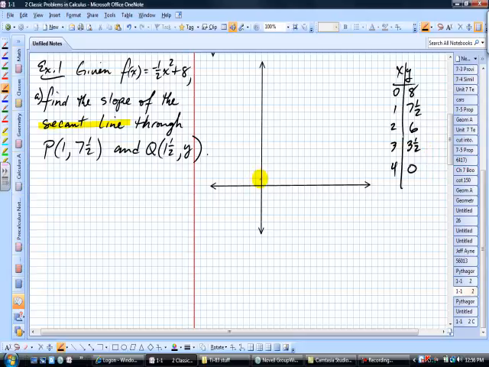So let's plot. Let's go up 8. This is 2, 4, 6, 8. That's 8. Let's plot a point. And that's 2, 4, 6, 8. So there's 4 here. And let's see here. (1, 7.5) is up here. And (2, 6) here. And (4, 0). Then use symmetry.